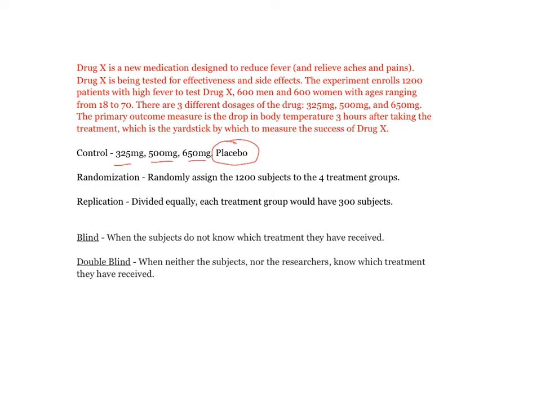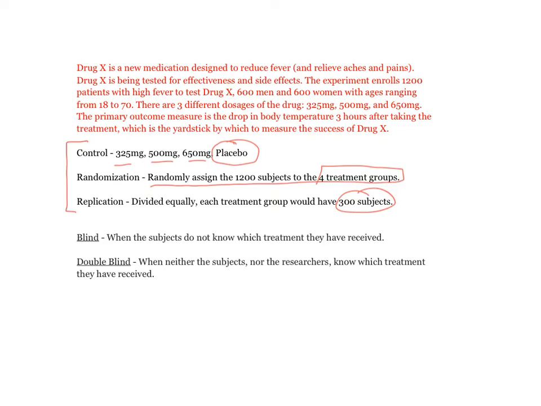Randomization, we have that because we randomly assign the 1,200 subjects to the 4 treatment groups. That would be pretty easy to do. And replication, divided equally, each treatment group would have 300 subjects. That's a lot of subjects, so that's a good replication. So we could make that experiment we talked about earlier have all 3 principles of a good experiment.